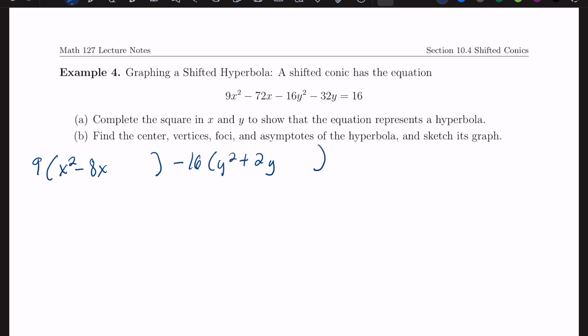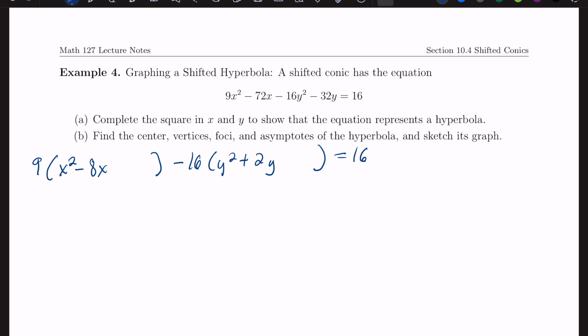Give a space here. Notice if I pull out a positive 9, I'm going to pull out a positive 9 here and here. If I pull out a negative 16, which I need to do here, I'm going to pull out negative 16 to make sure that this is 2y, just in case you're curious how that came about. Again, leave a space and set this equal to 16.